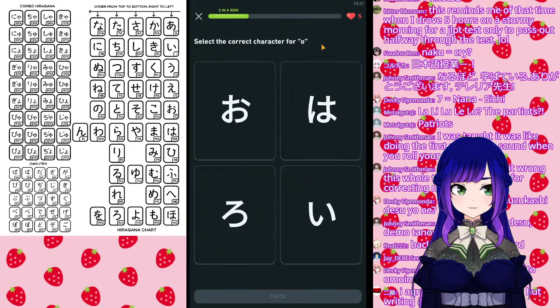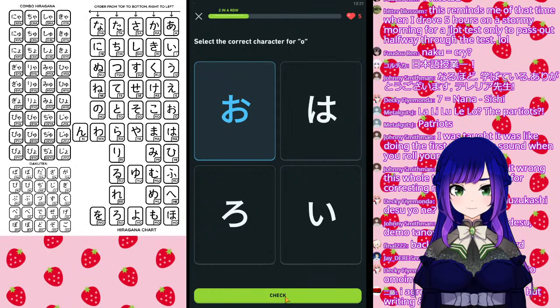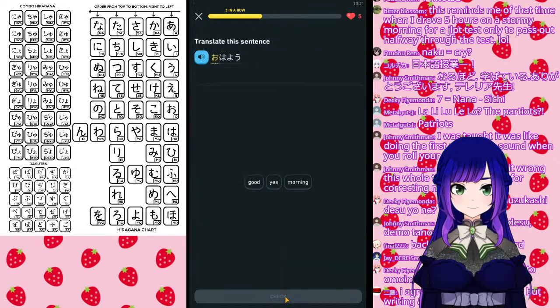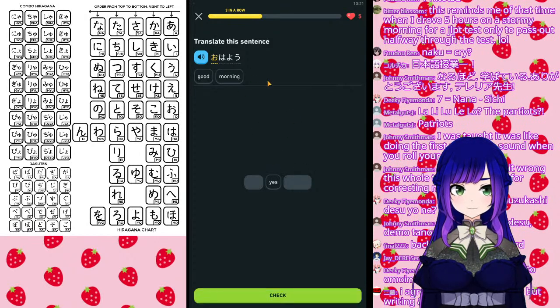Select the correct character for お. We just did it. From the top left, おはろいです, おは is this one. Translate the sentence. Now we're doing the words. おはよう. You guys know what おはよう means? Good morning.